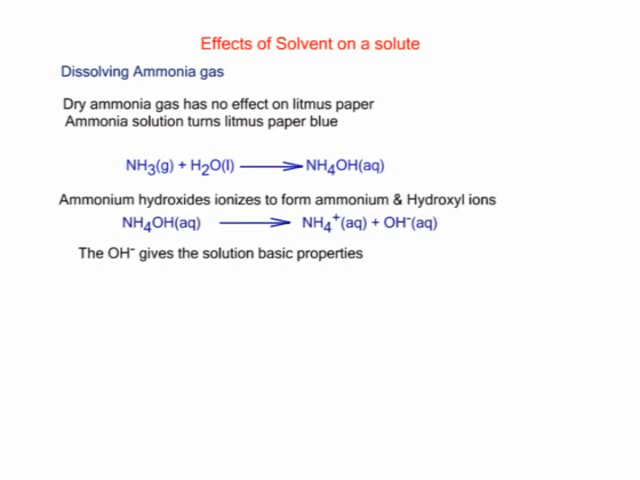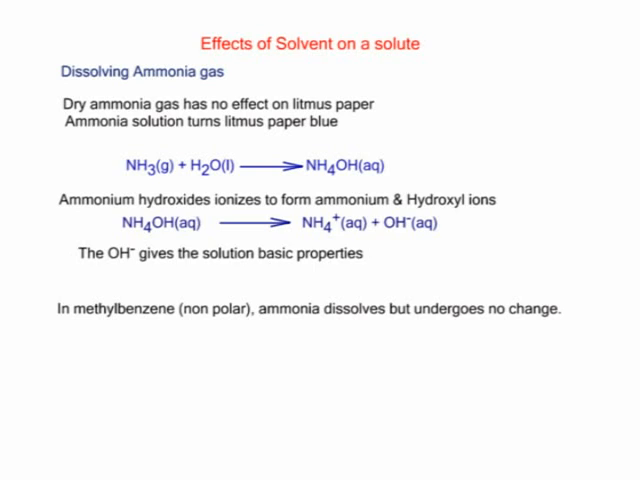Now, ammonia gas dissolves, on the other hand, in methylbenzene without undergoing any change, because methylbenzene is non-polar, and hence there are no hydroxide ions in the solution of ammonia gas in methylbenzene. The solution of ammonia in methylbenzene therefore has no effect on litmus paper.